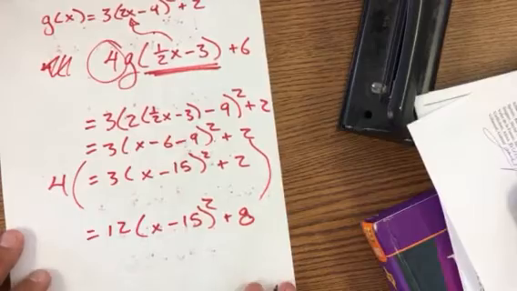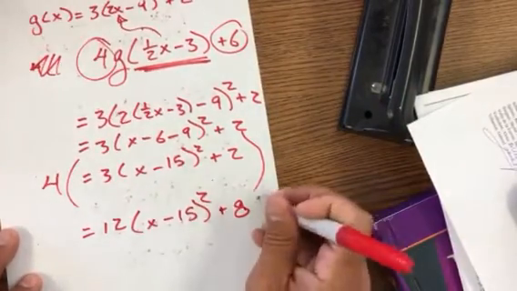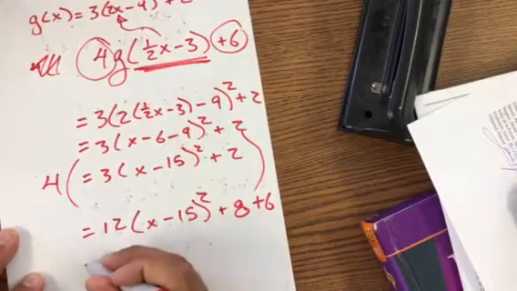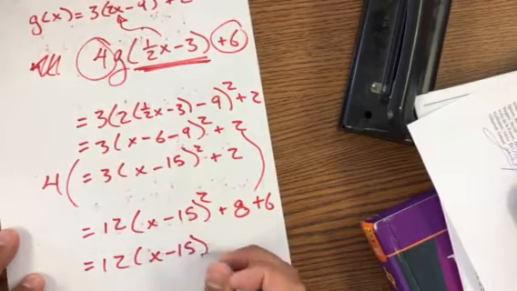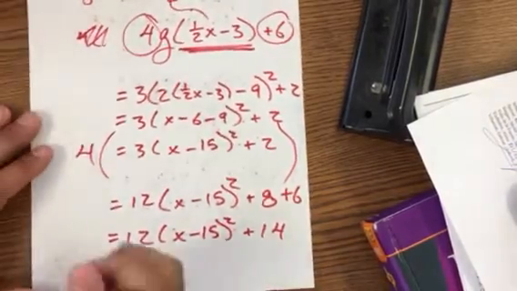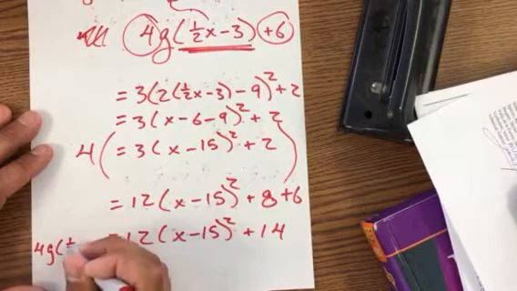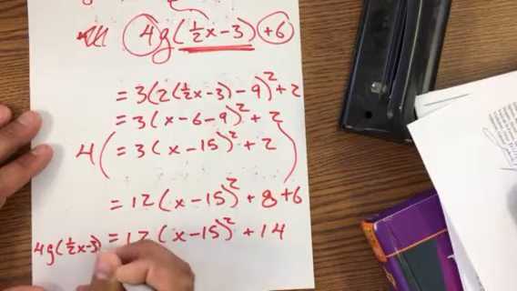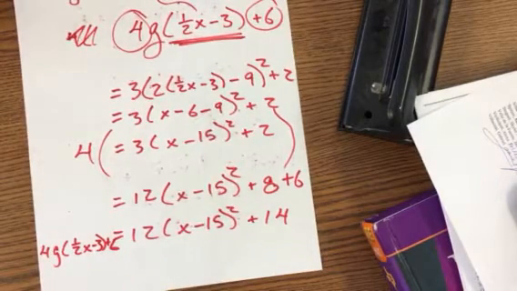Now I'm going to do my addition. So I'm going to add 6 to the end of this guy. All I'm going to do is plus 6 equals 12 times x minus 15, squared, plus 14. So this is what 4 g of 1/2 x minus 3, plus 6 equals. And that's how we're going to do this stuff. We will do a whole bunch of examples in class.